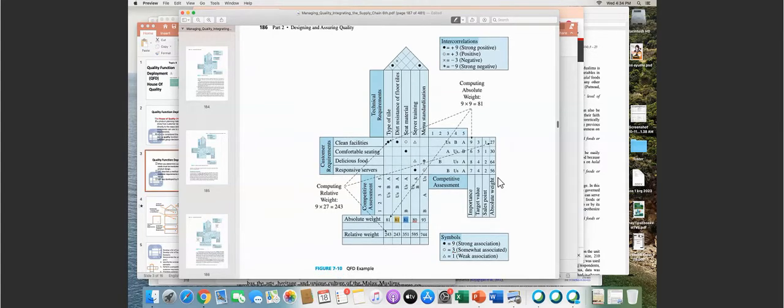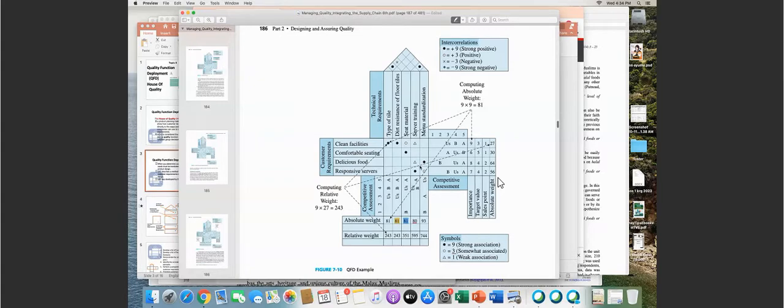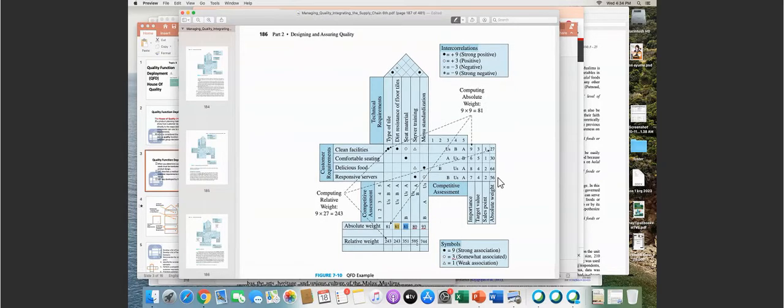It is the same as menu standardization for delicious food. There's strong association. So, 9 times 8 plus, here, responsive servers is 3 times 7. So you get 93. Okay? That's how you get 93.